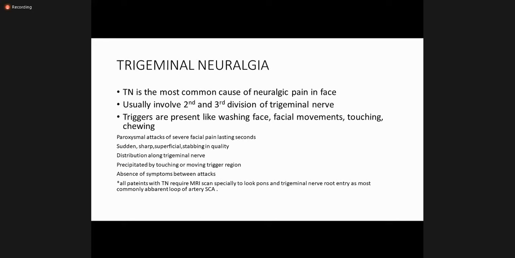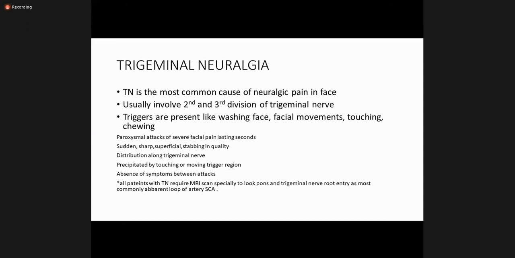So these are paroxysmal attacks of severe facial pain lasting for seconds, and they come in bouts. These are sudden, sharp, electrical current-like, stabbing in quality. They are seen in the distribution along the trigeminal nerve. However, they are precipitated by touching or moving the trigger region, and there is an absence of symptoms between the attacks. So these are very sharp and brief pain episodes.